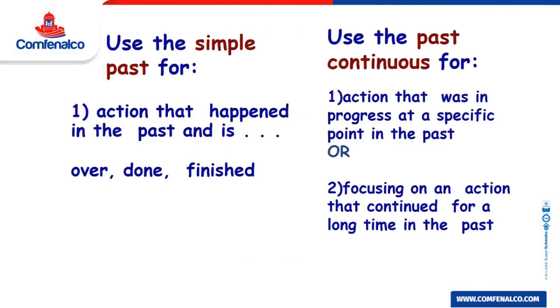Okay, use the simple past for actions that happen in the past and are over, done or finished. Utilizamos el simple past para acciones que ya terminaron en el pasado, que ya han sido finalizadas. The past continuous is used for an action that was in progress at a specific point in the past. Las acciones que tuvieron un progreso, o que fueron continuas en un momento específico en el pasado.